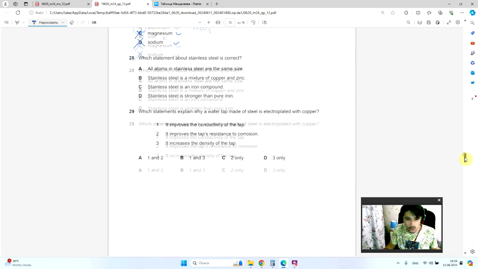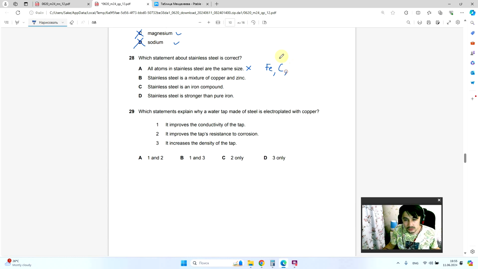Next question. Which statement about stainless steel is correct? Okay, this is related to alloys, and you simply need to memorize their properties. There are just a few alloys to remember. All atoms in stainless steel are the same size. Nope, stainless steel contains iron, some carbon, nickel, and chromium. So they are of different sizes, and that makes steel really hard.